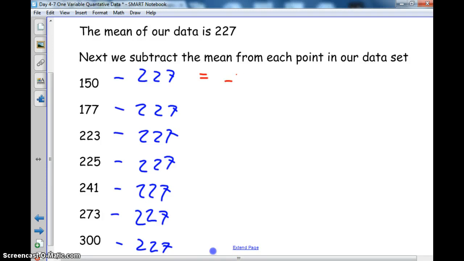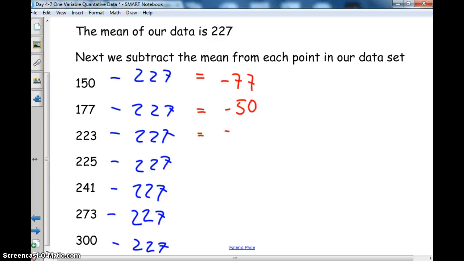The first difference, 150 minus 227, is negative 77. Our next difference is going to be negative 50. We continue this process until we have subtracted all of the data points. Now, if we added all of those numbers, we would actually get 0, which is not very helpful. So the next step is to take the absolute value.